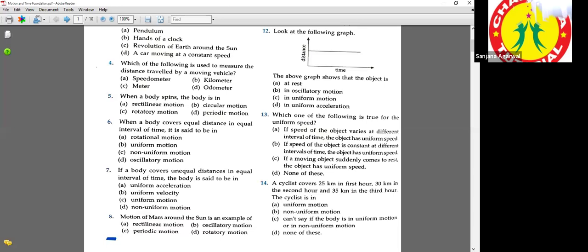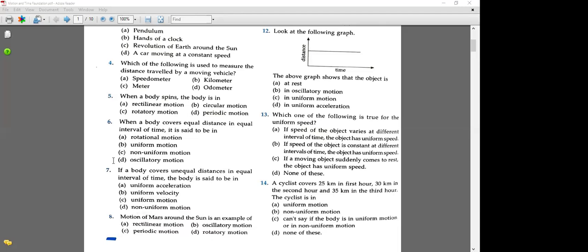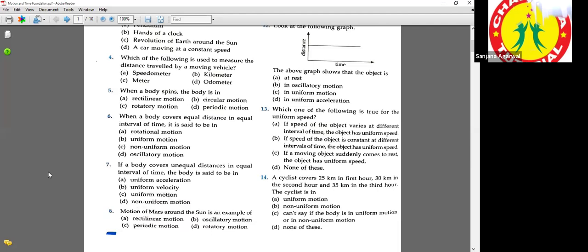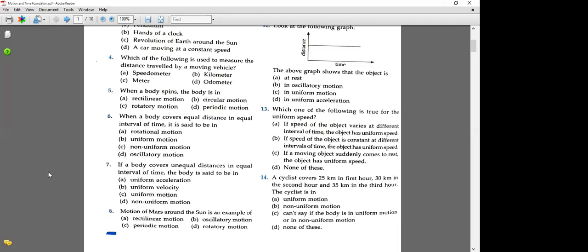Seventh. Charvik and Hamza, I need the answer from you two. Quickly unmute. If a body covers unequal distance in equal intervals of time, then the body is said to be... No point of being in the class if you cannot respond in any way. Okay, Sritij. Ma'am, is it non-uniform? Are you not sure about it? Ma'am, I'm sure. Okay, correct.